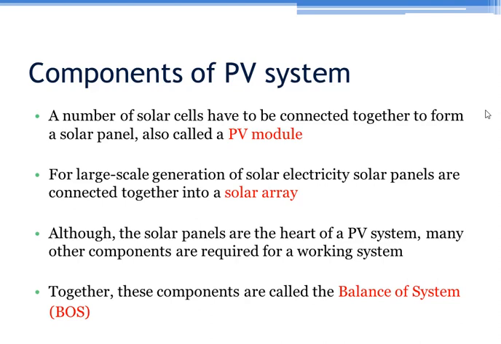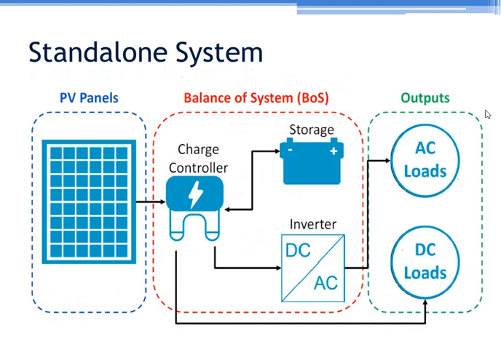Although the solar panels are the heart of PV system, apart from this, we need some other components. These components are also called balance of system or BOS. So let's take an overview of standalone solar power system. In standalone system, we want to generate the energy at a particular point and we don't want to feed it to any other distribution side or grid side. So here there will be three parts. First one is PV panel, second one is the middle heart component of this system, balance of system, and third one is load or output side.